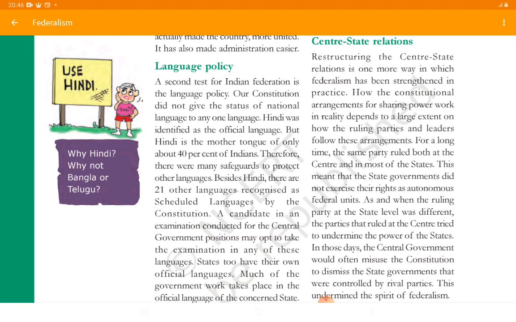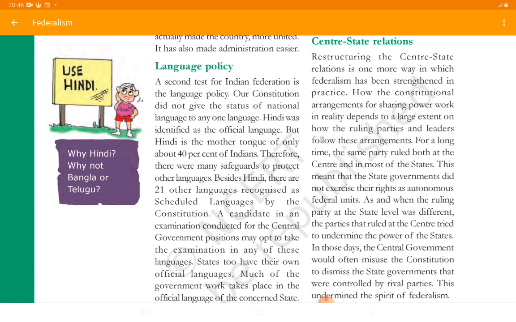For a long time, the same party ruled both the center and most of the states. Like we say, one party is ruling as the central government as well as the state government. This meant that the state governments did not exercise their rights as autonomous federal units because they were all in a single party. As and when the ruling party at the state level was different, the party that ruled at the center tried to undermine the power of states, because when a single party is ruling over both central and state governments, the state government will be automatically suppressed.